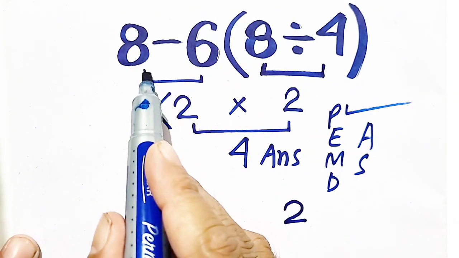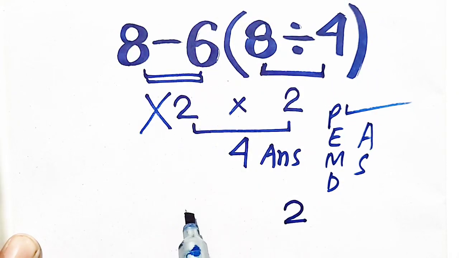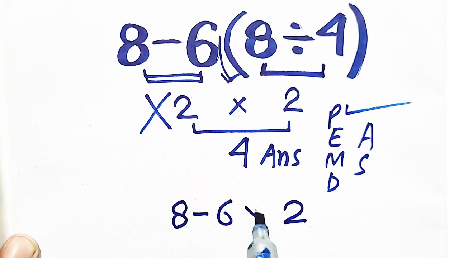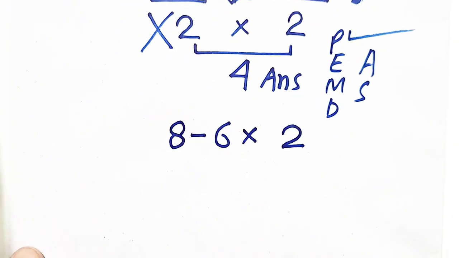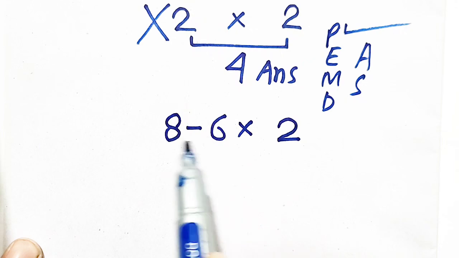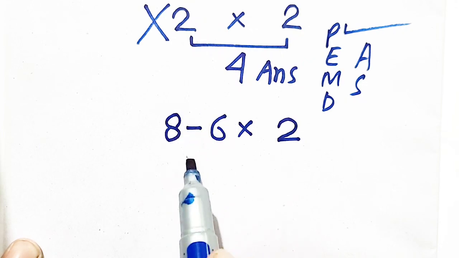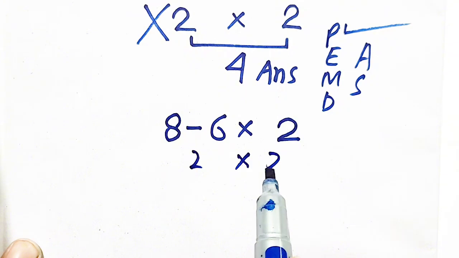And 8 and 6 will be as it is, and minus 6 will be as it is. And here, we will put a multiplication sign. No, first of all, if you look at 8 minus 6, it will be equal to 2 times 2.